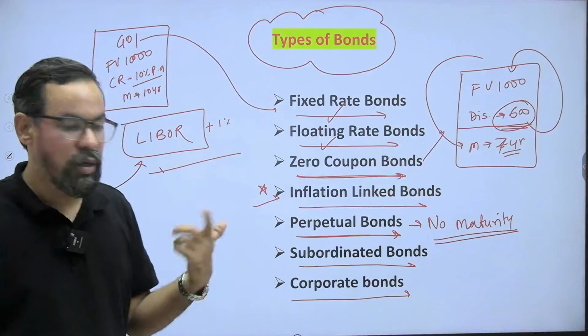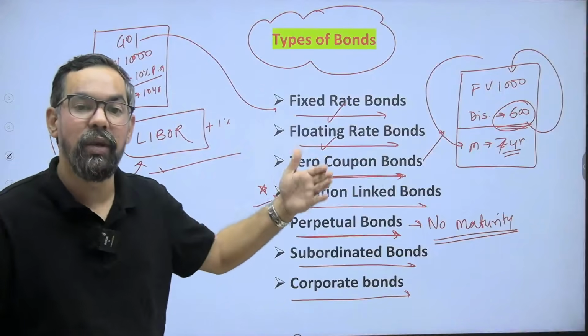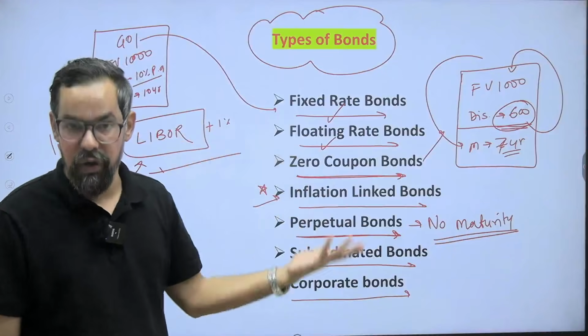Subordinated bonds. Subordinated, as the name says, subordinated means secondary. It is also known as secondary debt. They are risky in nature. That's why they offer a higher rate of interest also, right?